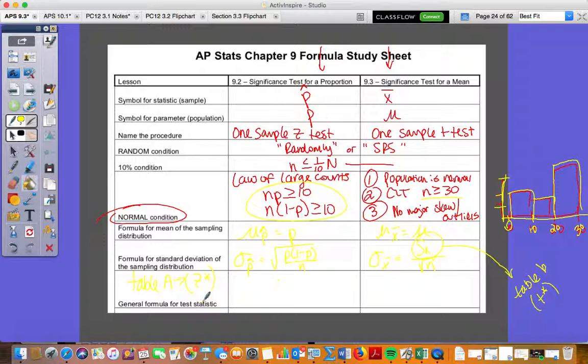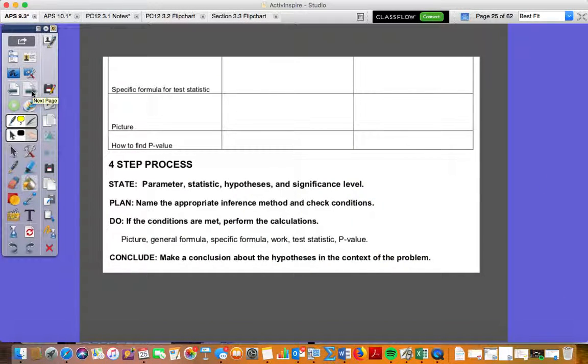Is that cool? So as we go to the do phase, this is the general formula, which would be our test statistic equals our value minus our mean divided by my what? Standard deviation. Okay? That's for both. That's the general formula. Now let's go into the more specific side. The more specific side. Did I mess that up?